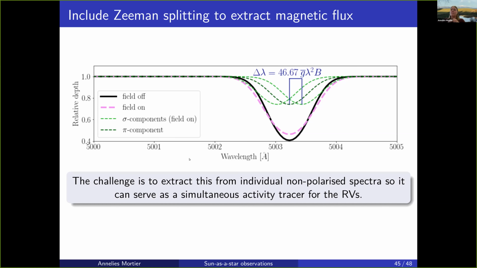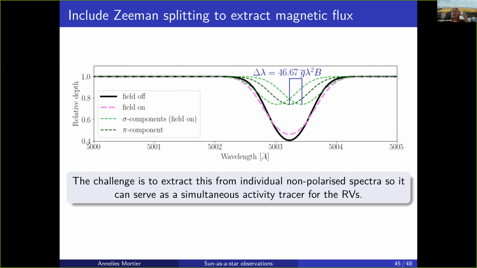Essentially, it comes down to the fact that if there is a magnetic field, your spectral line will be split into 3 components. Because that split is really not that large, what you end up seeing is the pinkish purple line. So you basically see a slightly broadened line. Now, every spectral line is differently sensitive to the magnetic flux.